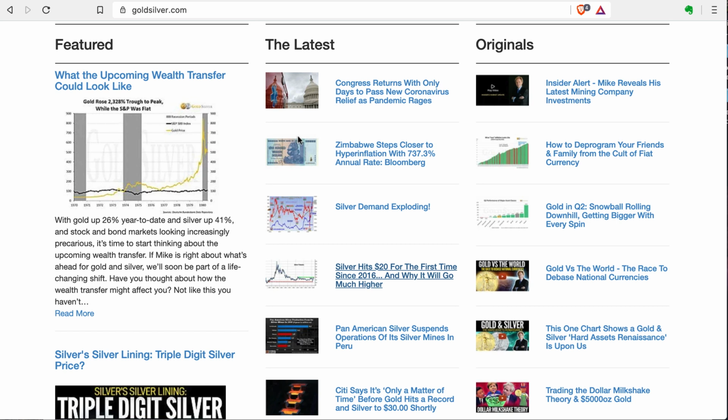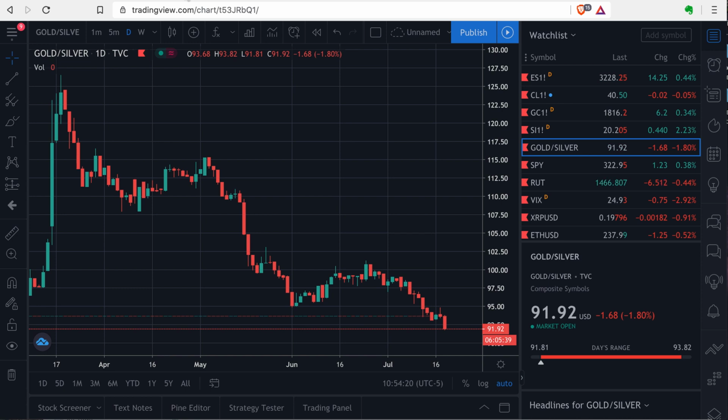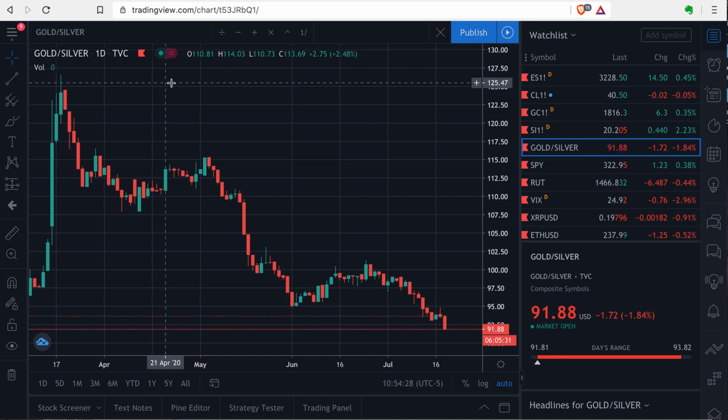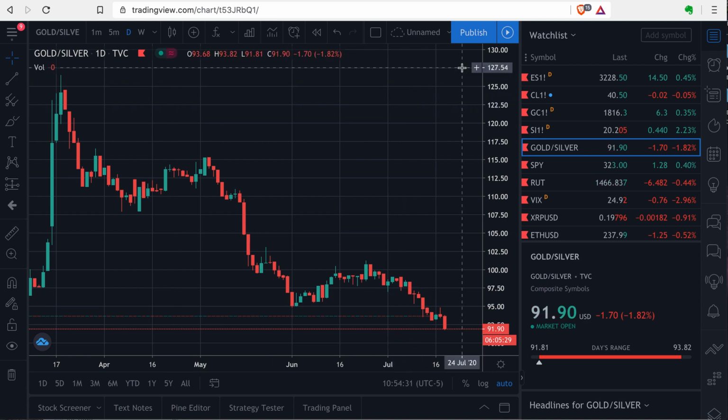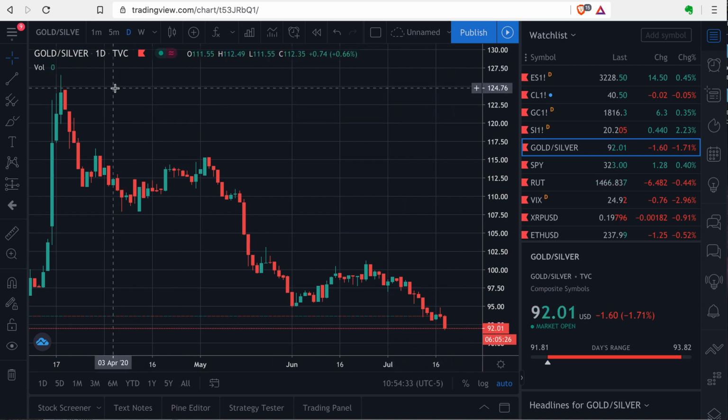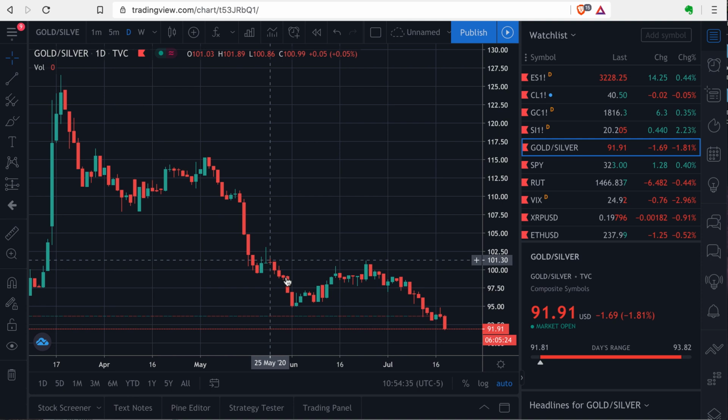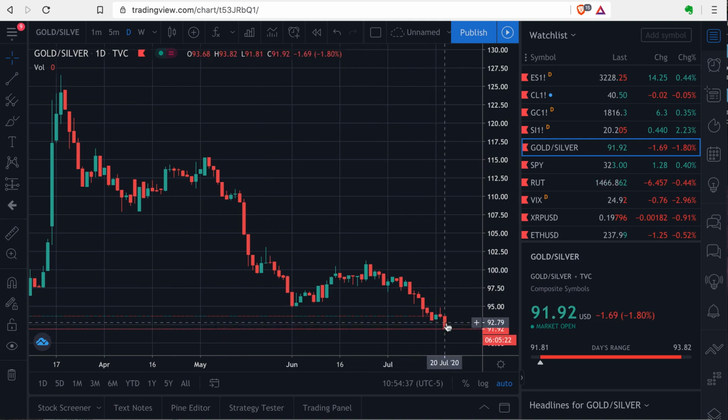But I will take you directly right now to TradingView, and there is something in TradingView which you can use. It's called the gold and silver ratio. You just type gold/silver and it's going to bring up an interesting chart showing you the current ratio between silver and gold, and you can see that it's decreasing.